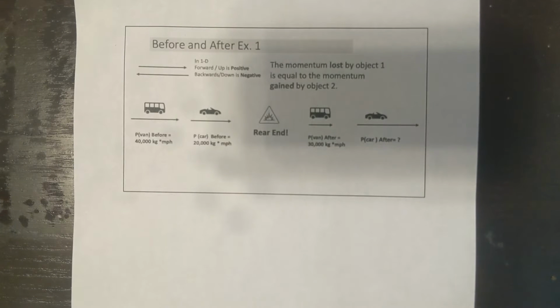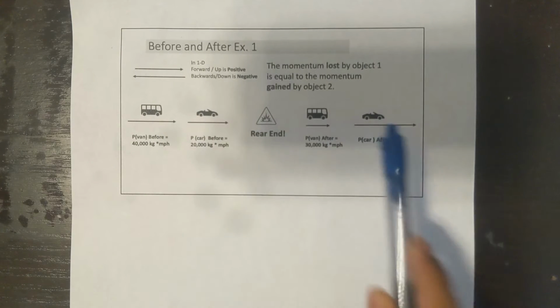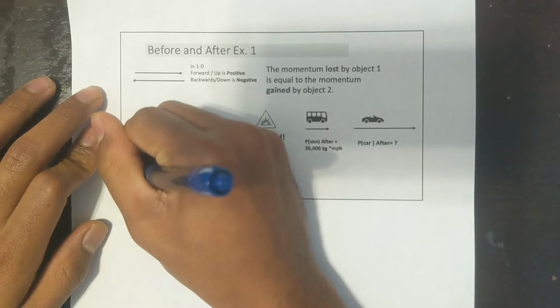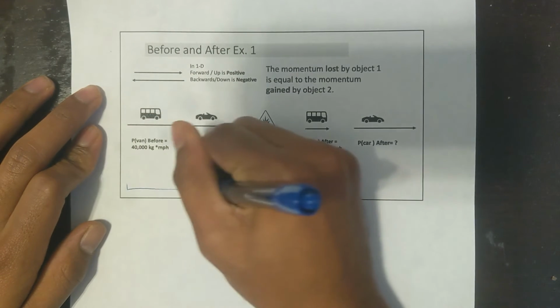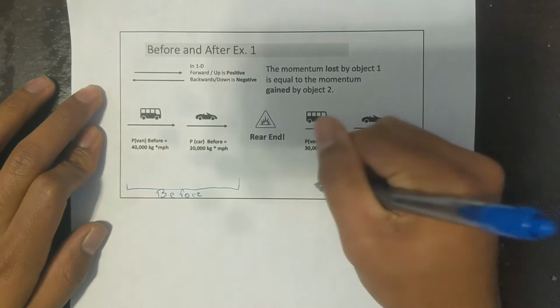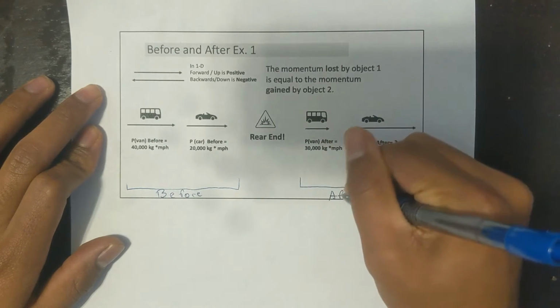All right, physics students. In this first conservation of momentum problem, we've got a van and a car, and they rear end each other. On the left side, we've got the van and the car before the crash, and on the right side, we have them after. So this is before. This is after on the right side.